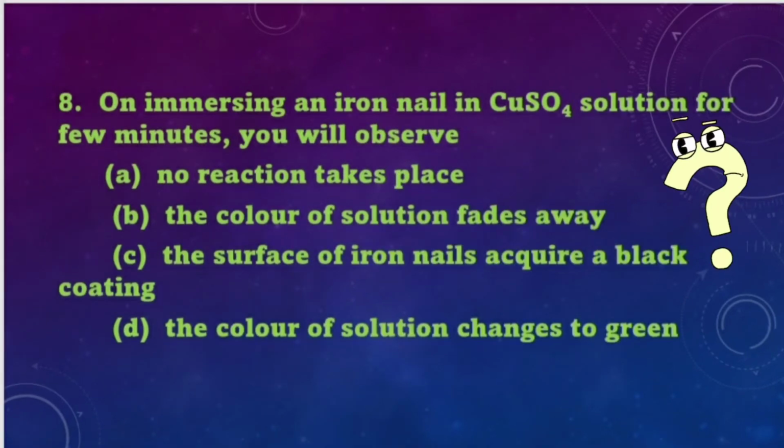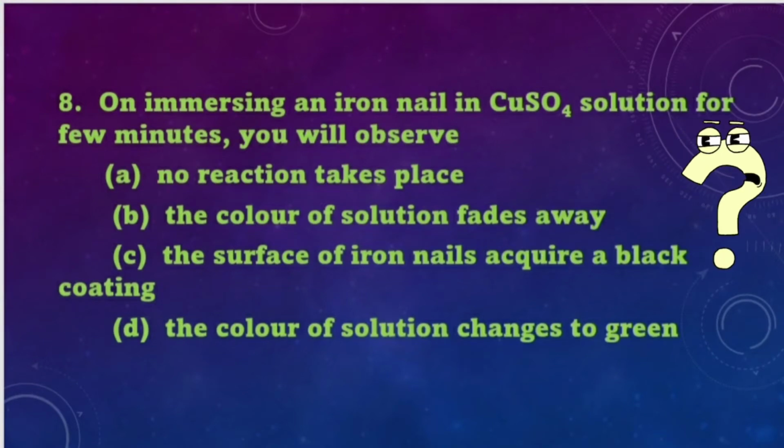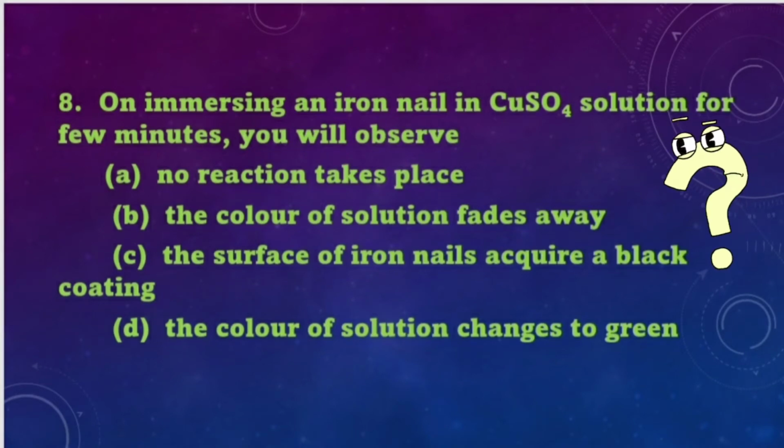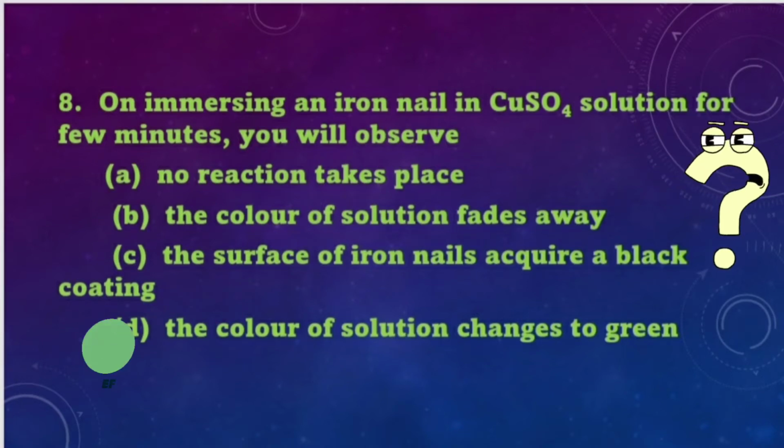Question number 8. On immersing an iron nail in copper sulphate solution for few minutes, you will observe. Option A, no reaction takes place. Option B, the color of solution fades away. Option C, the surface of iron nails acquire a black coating. Option D, the color of solution changes to green. The answer will be option D, the color of solution changes to green.